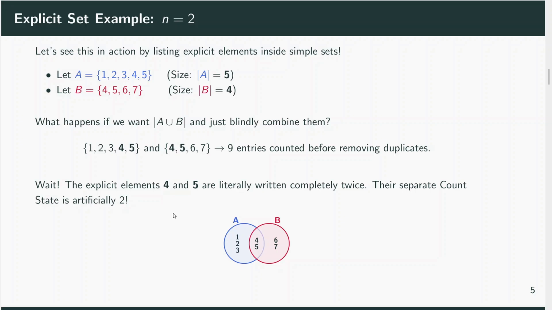You can see this clearly if you look at the Venn diagram. On the left side, you have the elements 1, 2, and 3. They belong only to A. On the right side, you have 6 and 7. They belong only to B. And right in the middle, sitting in the overlap, are the elements 4 and 5. They belong to both A and B simultaneously. Those middle elements, 4 and 5, are the troublemakers. They are the ones with a count state of 2 after our naive addition. And our next step will fix that.